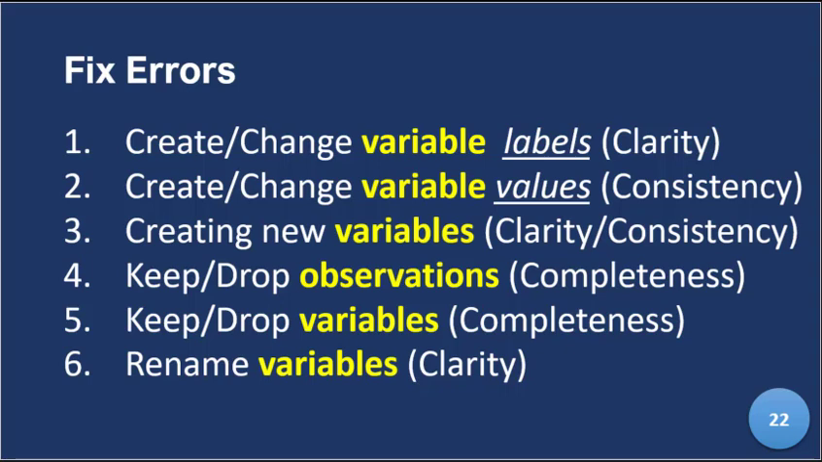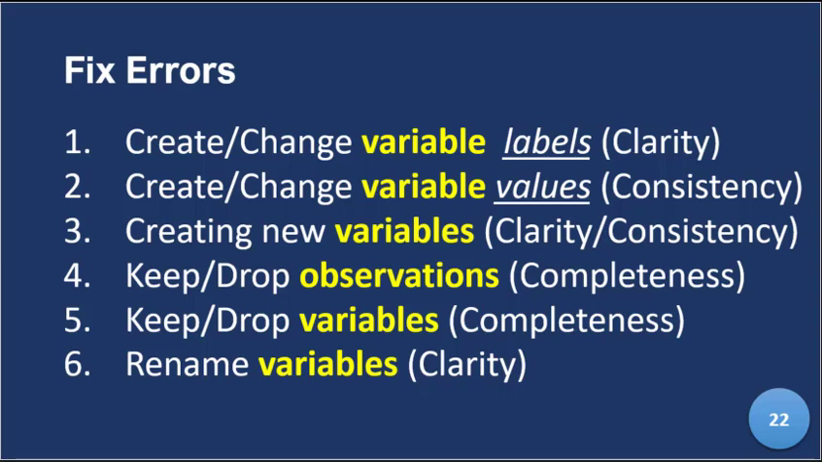When we create or change variable labels, now I underline the word labels, we're trying to make things clear. So sometimes there's a label that is there, but the label is just A, B. Now it has been labeled, but it's not saying anything. So when you're fixing errors, you are trying to bring clarity. That's for error 1. So you can create a label because it was not there, or you can change a label because there's a better way of labeling.